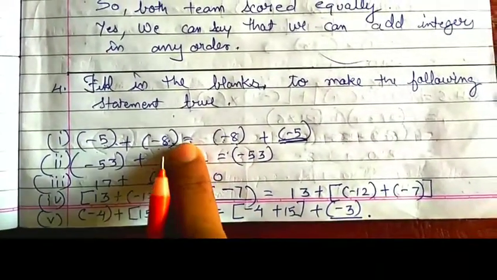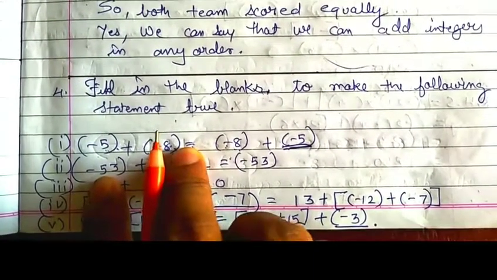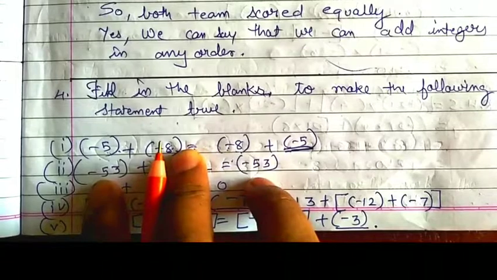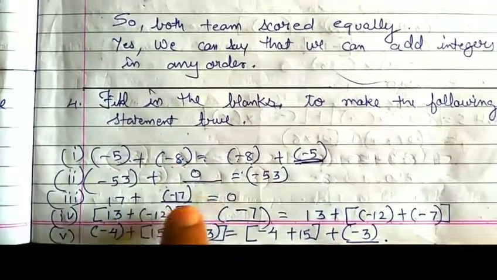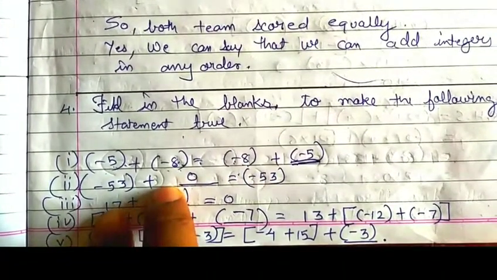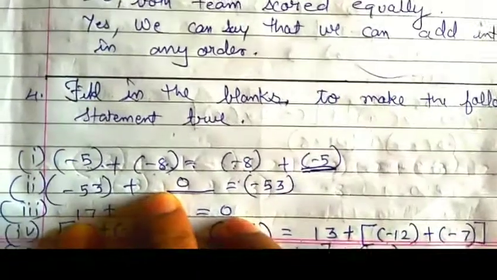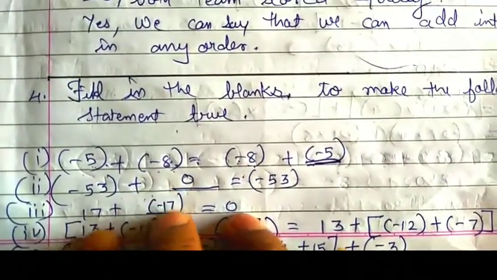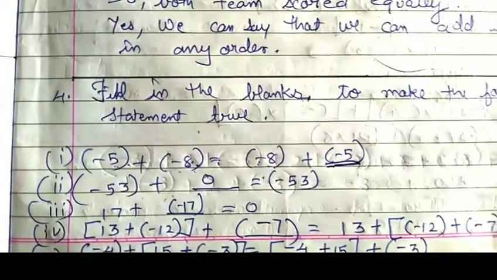Now second one, negative 53 plus what equals negative 53 only. So negative 53 should be added to 0, to get negative 53. Now 17 plus what to get 0 over here? So 17, that is positive 17, plus negative 17 you will get 0.